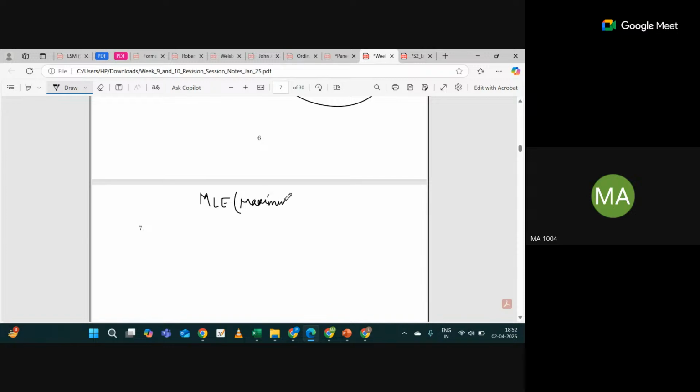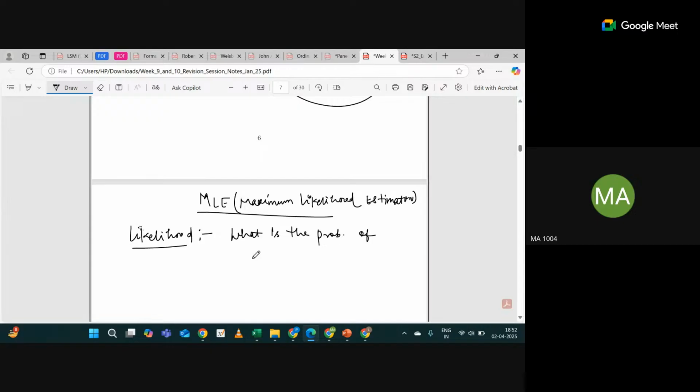So this is maximum likelihood estimation. All right. So MLE, and what is the likelihood we have discussed? I'm not going into too much depth, but let me quickly cover it because we have to cover week 10 also. Likelihood is nothing but the chance, or the probability, of observing my samples for a given theta.